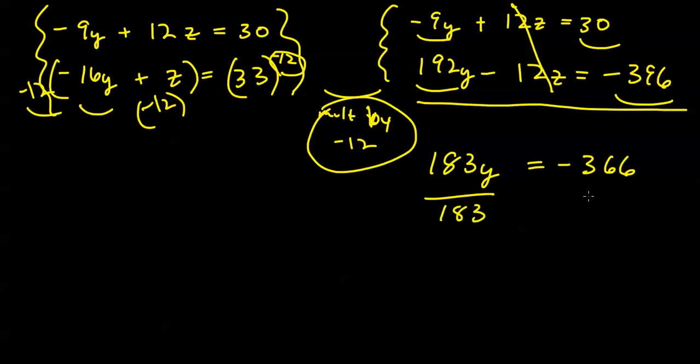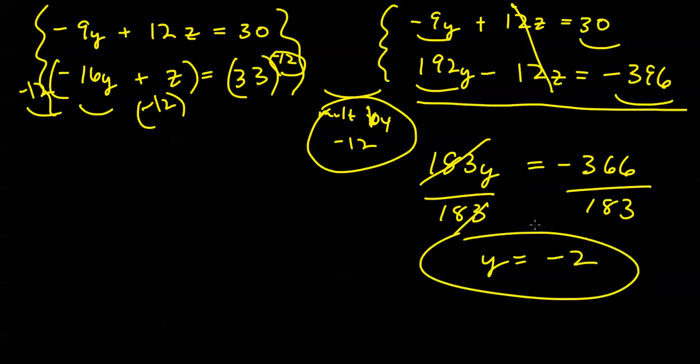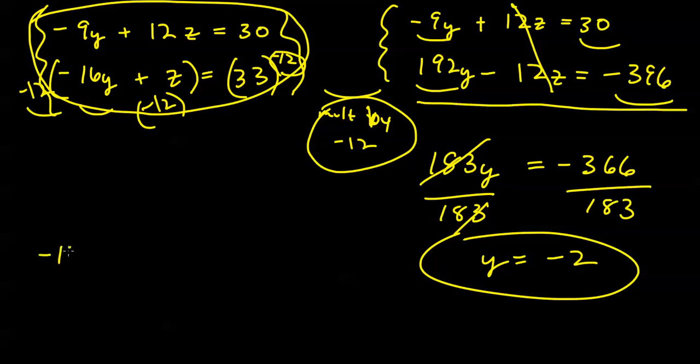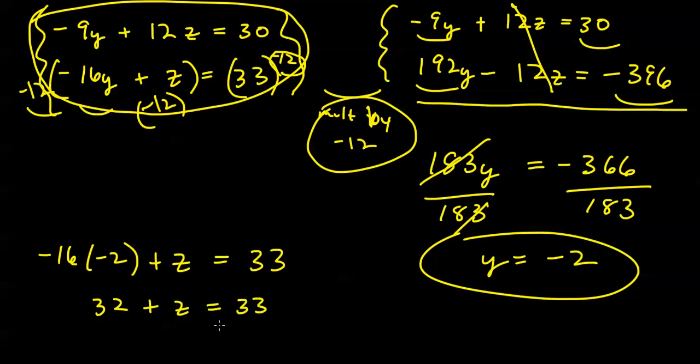I'm going to divide both sides by 183, of course, and it turns out 366 is a multiple of 183. Of course, now y equals negative 2. So I circle that. Alright, I can go to either of these equations and plug in y equals minus 2 to solve for z. I'll pick the second one. Minus 16 times minus 2 is 32, plus z equals 33, and of course we get z equals 1.